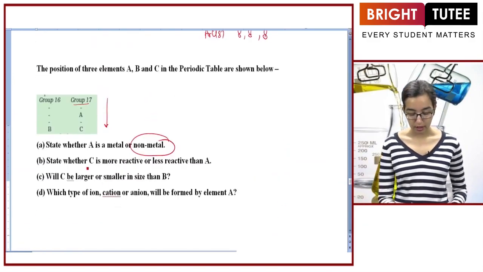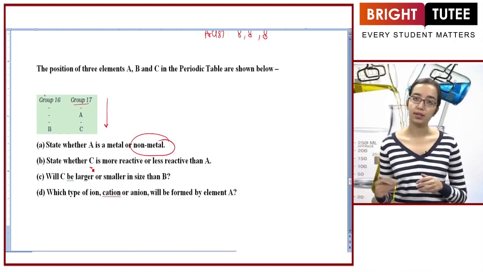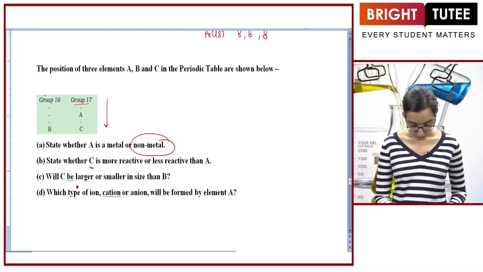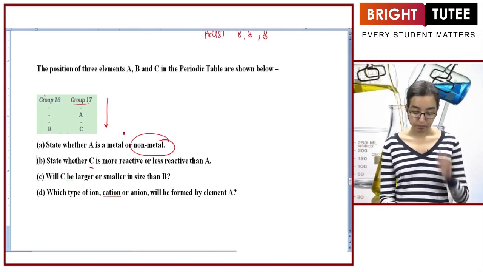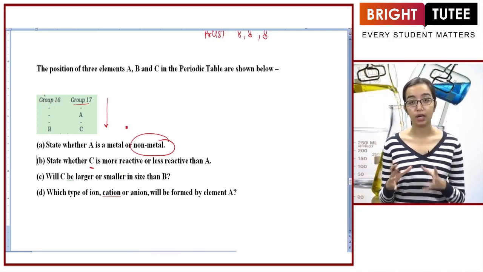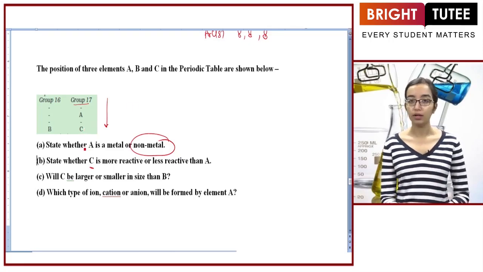So here we have the answer as C is the less reactive element, because in metals, although when we go down the group the reactivity increases, in non-metals it decreases. Will C be larger or smaller than B? Now when we go across the period, the pull of the electrons in the outermost shell shrinks the atomic size, right? And that is why C would be smaller than B in size.